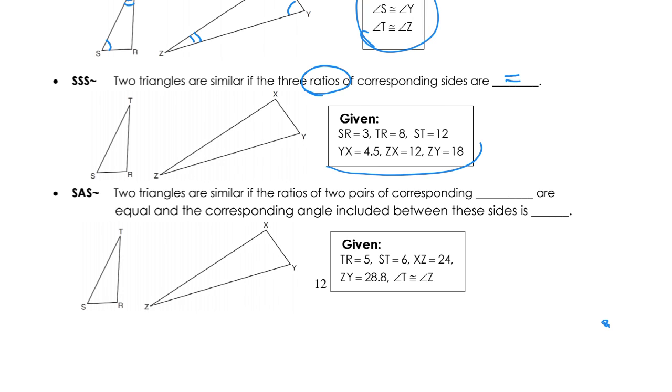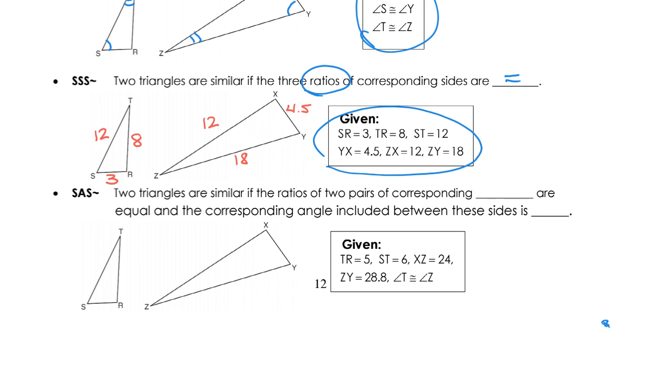In our given information here, they tell us SR is 3. They tell us TR is 8, and that ST is 12. They tell us that YX is 4.5, that ZX is 12, and that ZY is 18. And what we're going to do is remember this: small goes with small, medium goes with medium, and large goes with large.